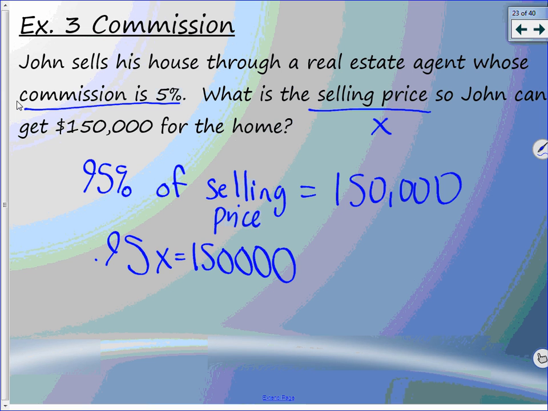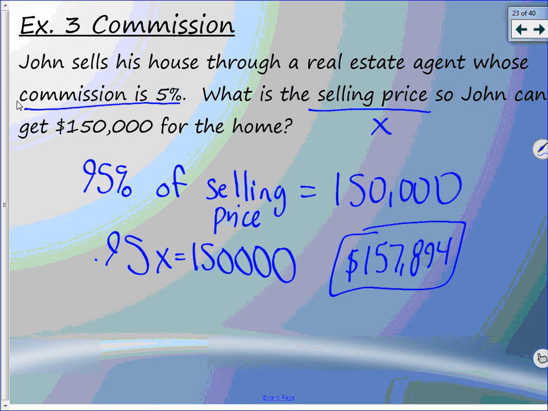So what do we get? What does he have to sell his home for? What does he have to list it for? Go ahead. 157,894.80? So maybe just a nice round number, he'll list it for 160,000.